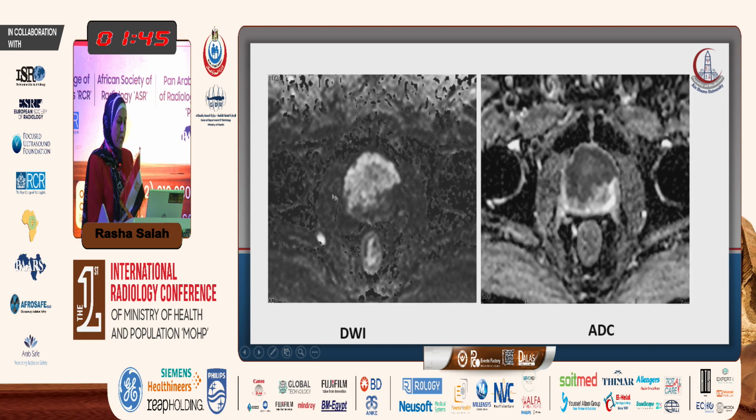Another example is a sizable mass located at the anterior prostate, including the central gland and anterior fibromuscular stroma, with the corresponding ADC map confirming this restricted diffusion.